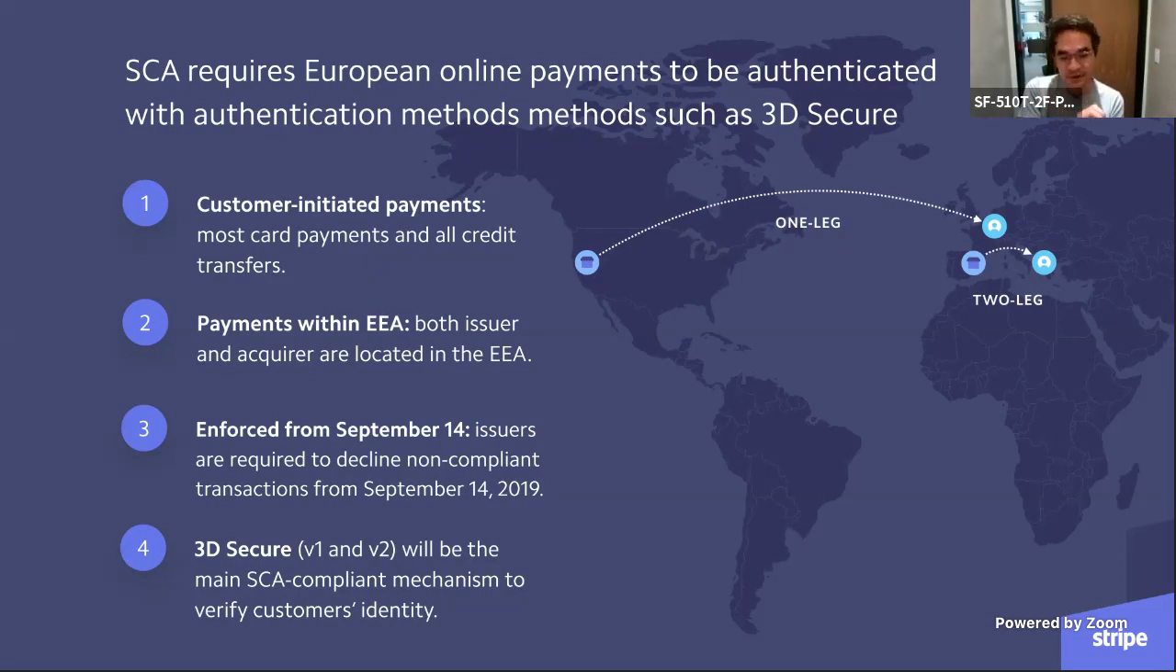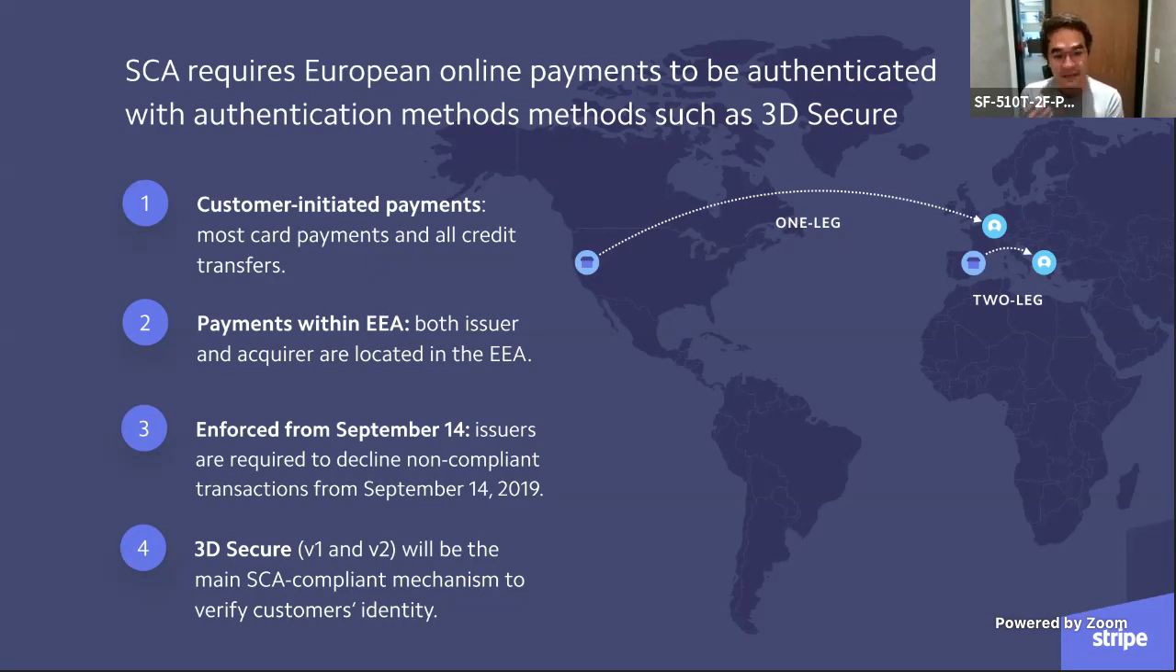When both the customer and the business are located in the EEA, this is what we call a two-leg payment. When only one of these two parties is located in the EEA, for instance, a US business charging a European card, that's called a one-leg payment. SCA only applies to two-leg payments, not one-leg payments. The third point to keep in mind is that the SCA official enforcement date is September 14. Starting September 14, issuers are required to progressively start declining non-compliant transactions that do not use methods such as 3DS.